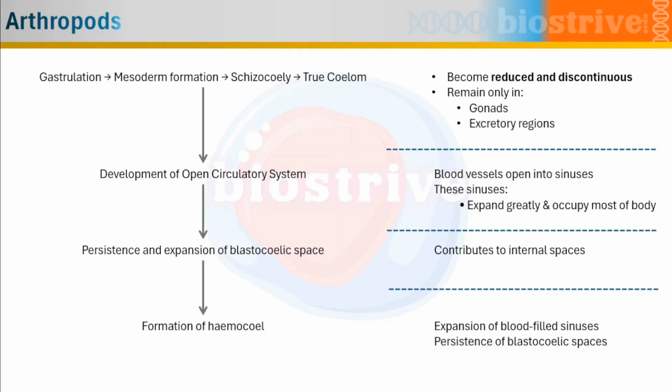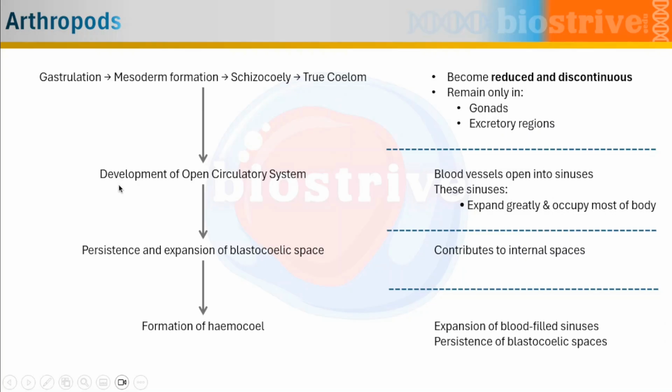Now let's talk about haemocoel formation in case of arthropods. Just like normal development in arthropods, gastrulation will take place, 3 germ layers will be made, the mesoderm will form as solid masses, and internal splitting will take place. The process is called schizocoely. There will be formation of true coelom. This true coelom will be reduced only to the regions of some excretory organs and gonads. In the rest of the body, it becomes reduced and very discontinuous.